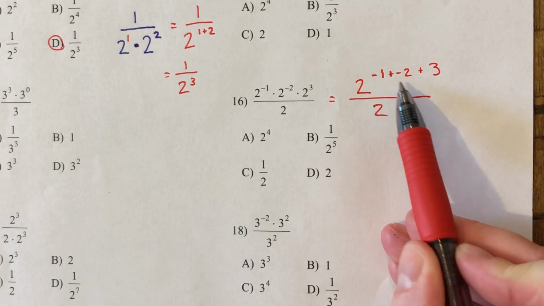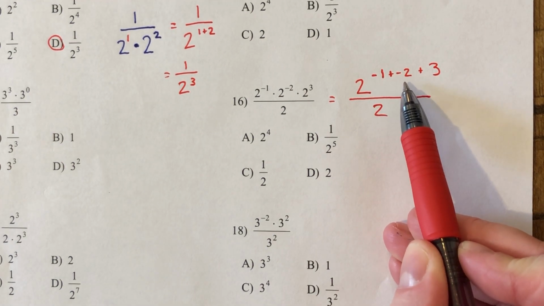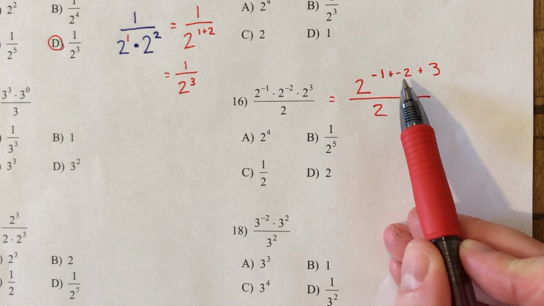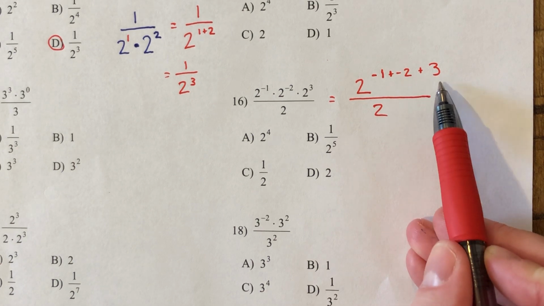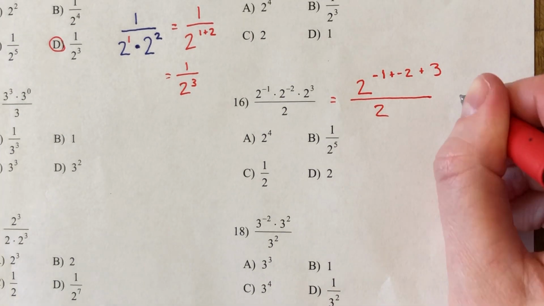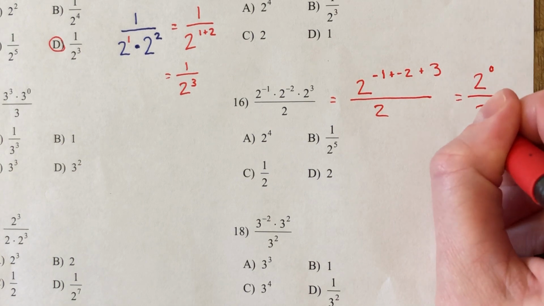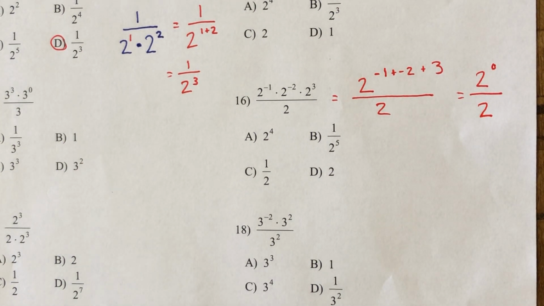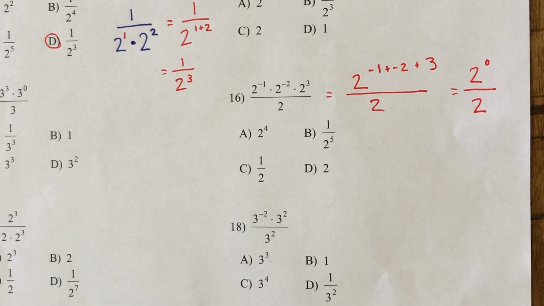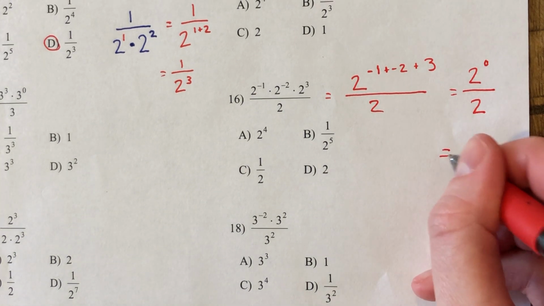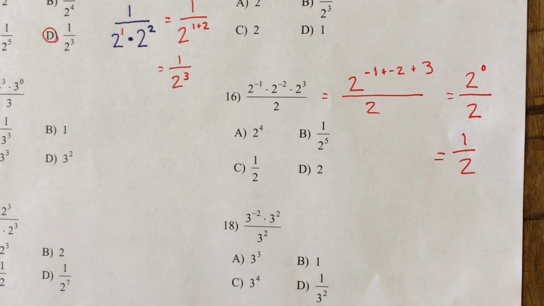Negative 1 plus negative 2 is going to give me negative 3. And negative 3 plus 3 is 0. So I have 2 to the 0th power all over 2. As we know from previous lessons, anything to the 0th power is the number 1. So our final answer is going to be 1 over 2. That fraction cannot be reduced or simplified, so it is our final answer, which we can see is letter C.